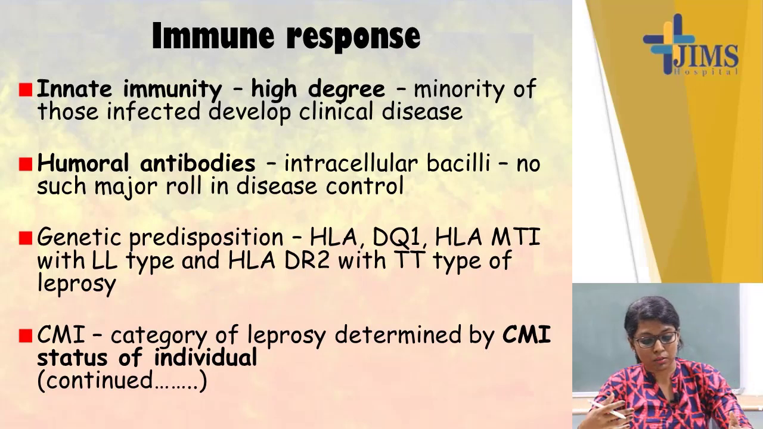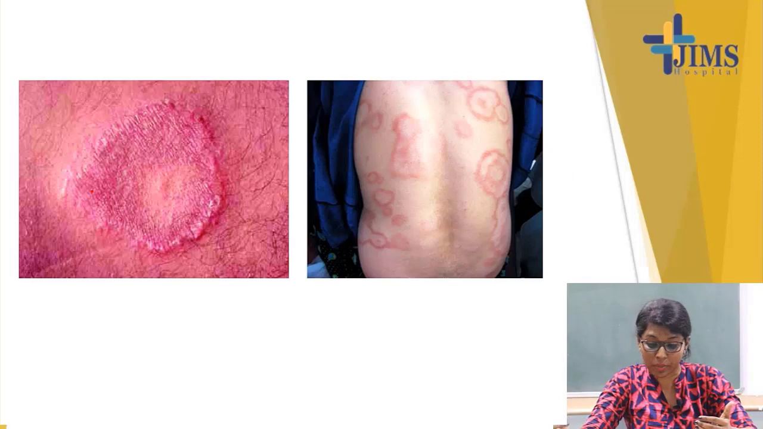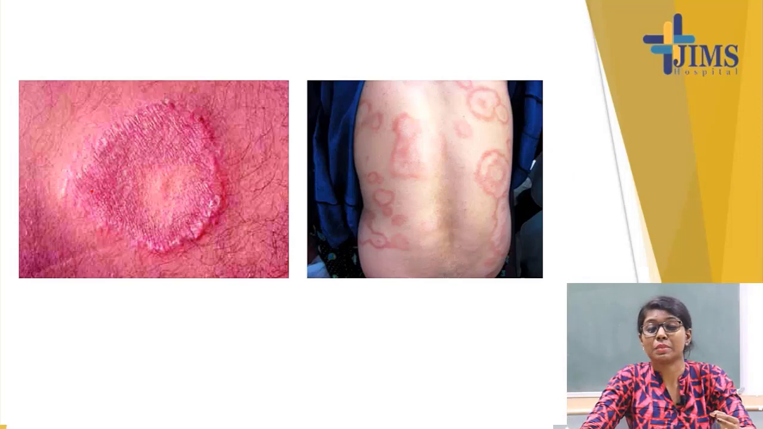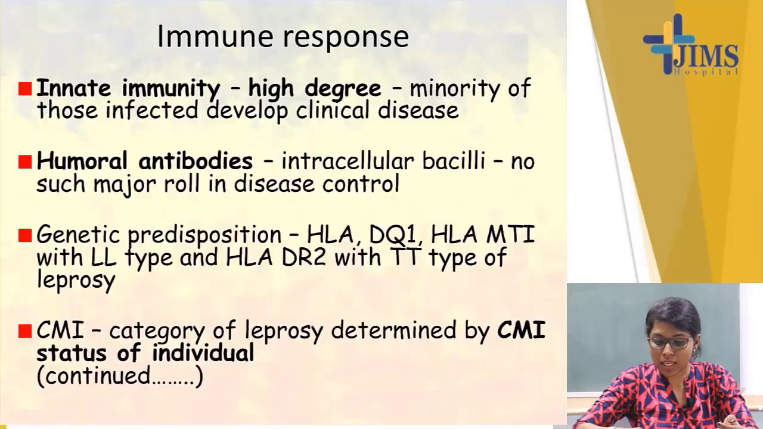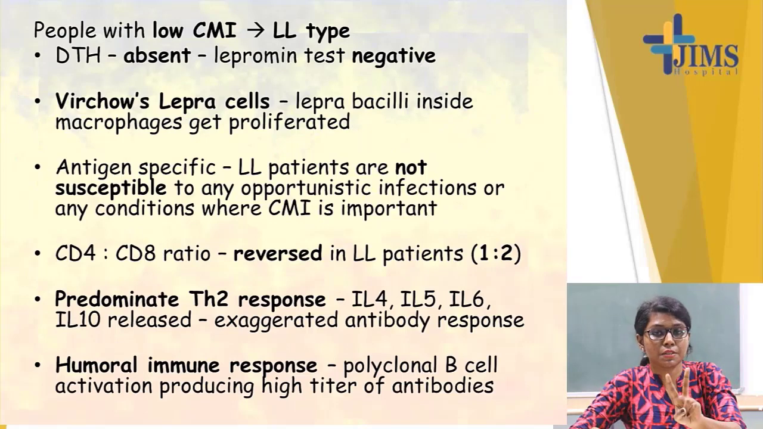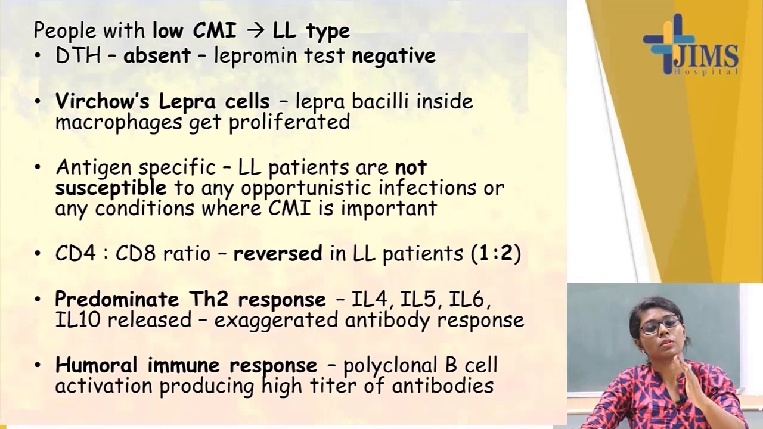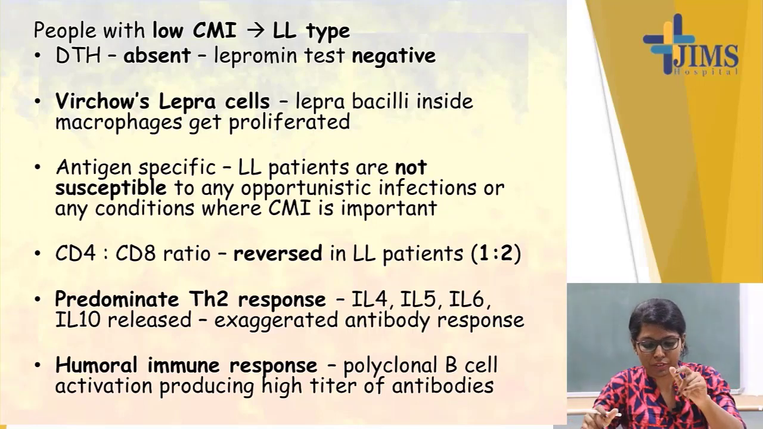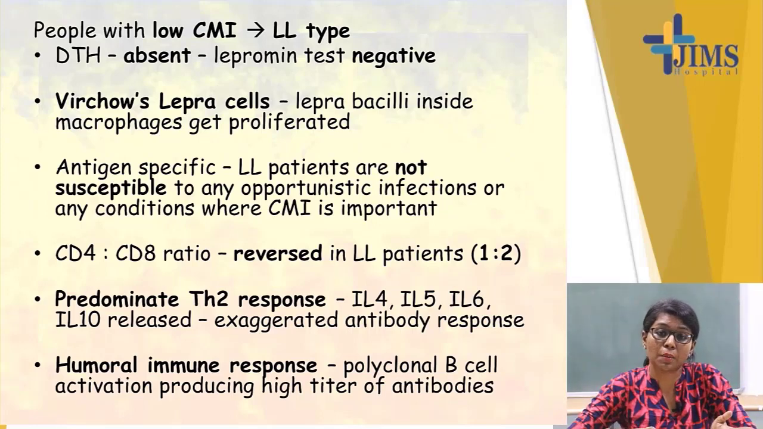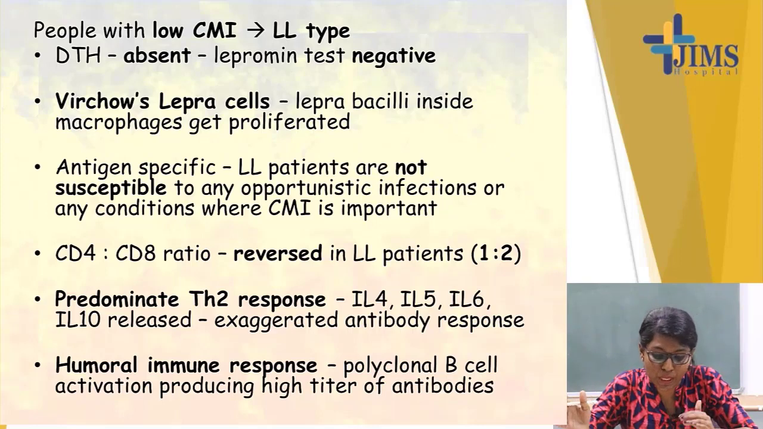Besides CMI, there are certain categories which are made on the basis of the cell-mediated immunity status of the person. Let's get to know that. We have classified into 2 types. First group, somebody who is having low CMI. The second group whose CMI is okay, fine. The one who has low CMI has the tendency to go for the LL type, lepromatous leprosy type.